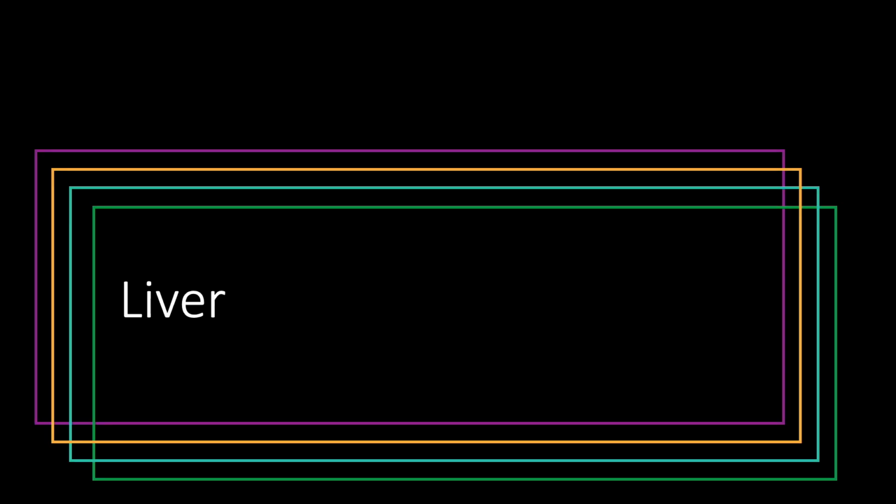We're going to take the next few slides to look through normal abdominal anatomy just to get a familiarity with what most of these organs look like. Let's start off by looking at the liver.